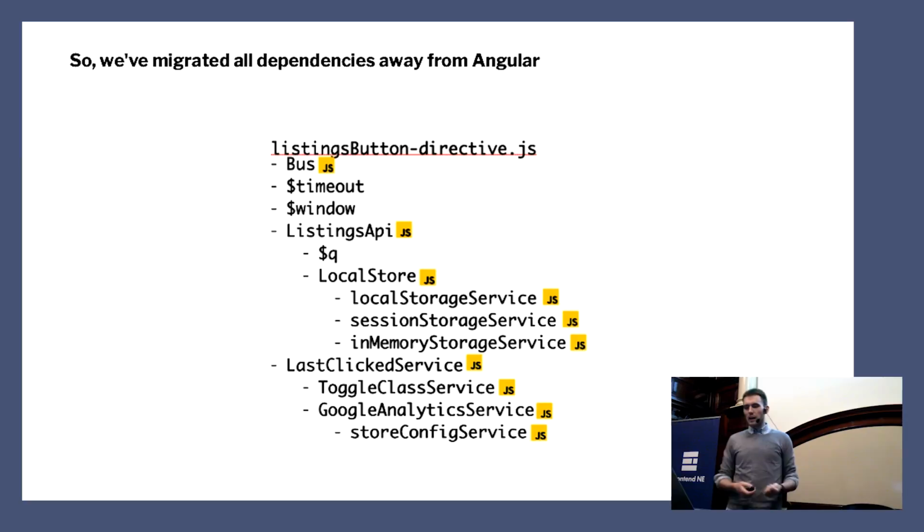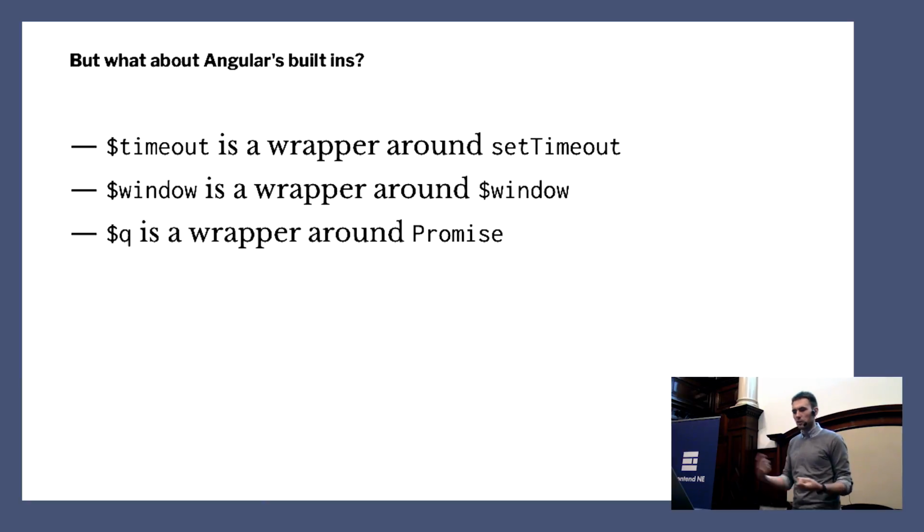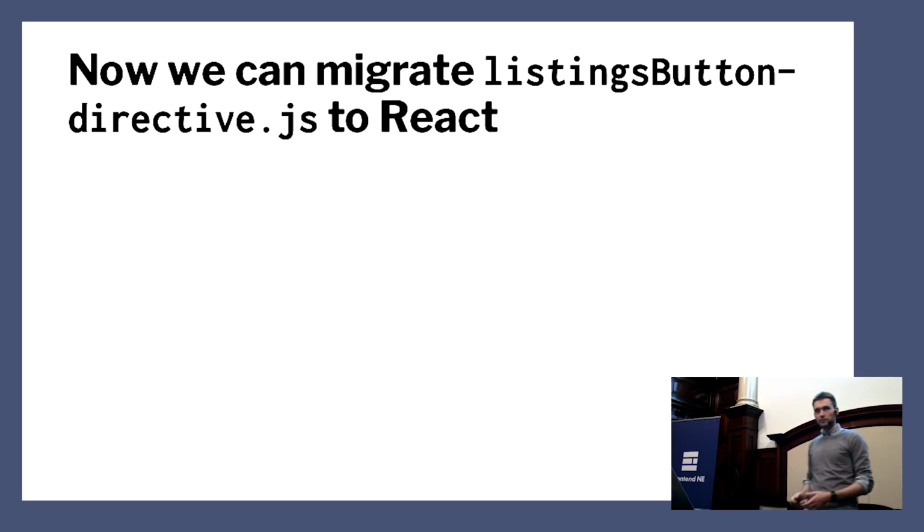Anyway, so we've now migrated all of these into plain JavaScript, and there's no more Angular to be found. The ones that have $ in front of them are Angular-specific stuff, and they're not too bad either. $timeout is a wraparound for setTimeout. $window is the same thing, a wraparound for window. And $q is a wraparound for promises. So they're not too bad.